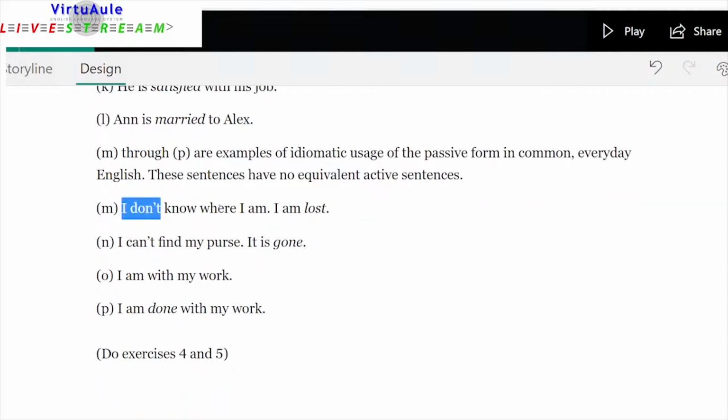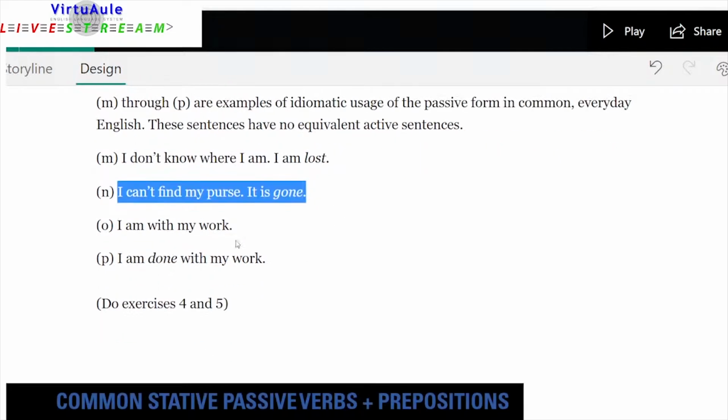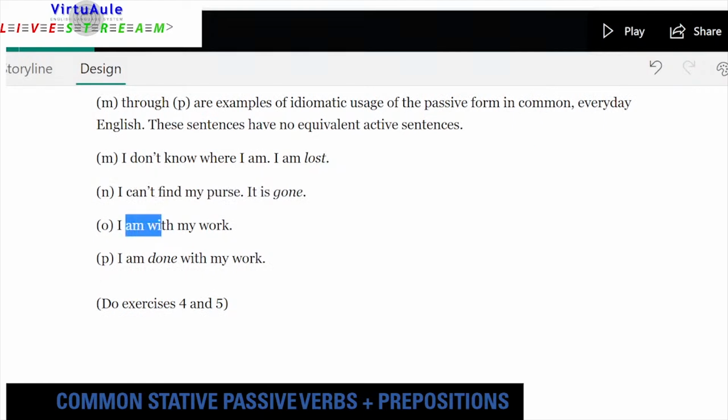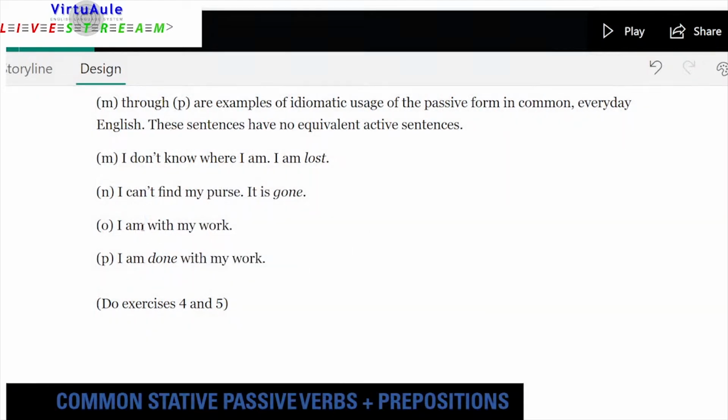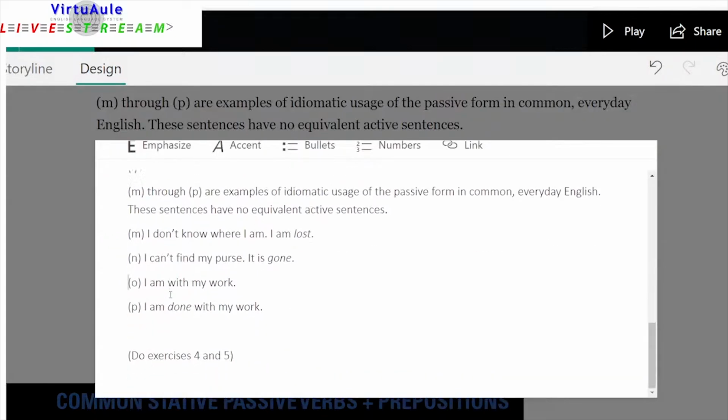So M, I don't know where I am, I'm lost. I am lost is like stative passive, but this action really is not from an active sentence. There's no equivalent active. N, I can't find my purse, it's gone. I am finished. I'm sure that's I am finished with my work.